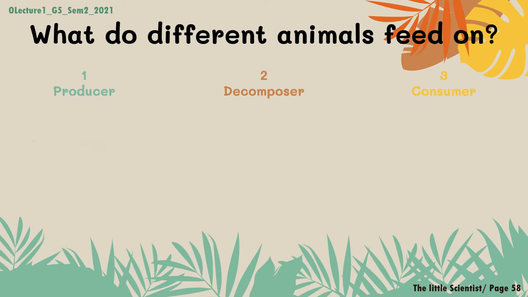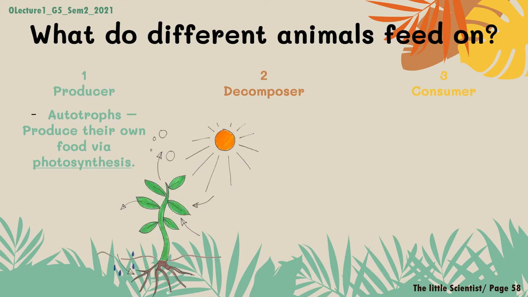Producers are also called autotrophs since they are organisms that produce their own food via the food making process called photosynthesis. By photosynthesis, plants use their roots to absorb water from the soil, the stomata of their leaves to take in carbon dioxide, and they use the sunlight energy to combine carbon dioxide with the water and to form their food, which is a kind of sugar called glucose, and release oxygen into the atmosphere.